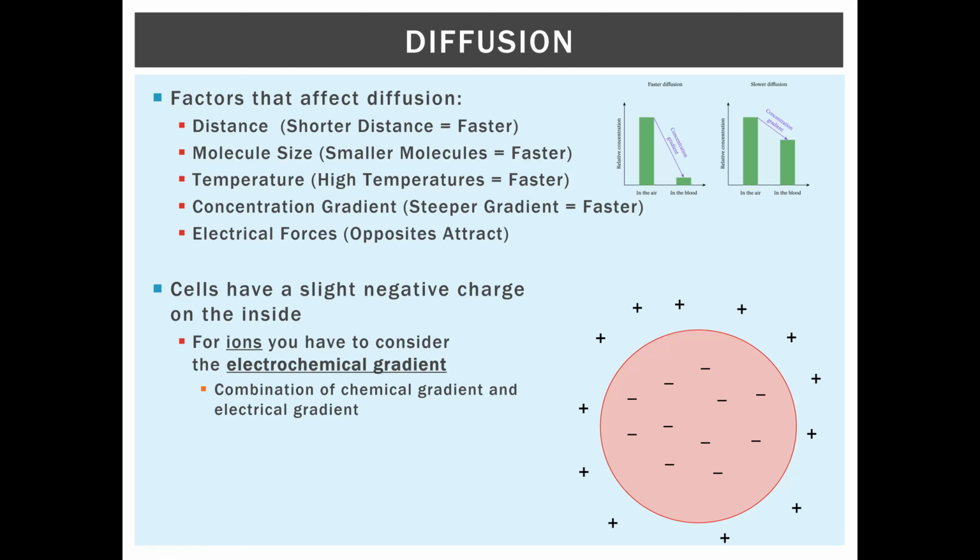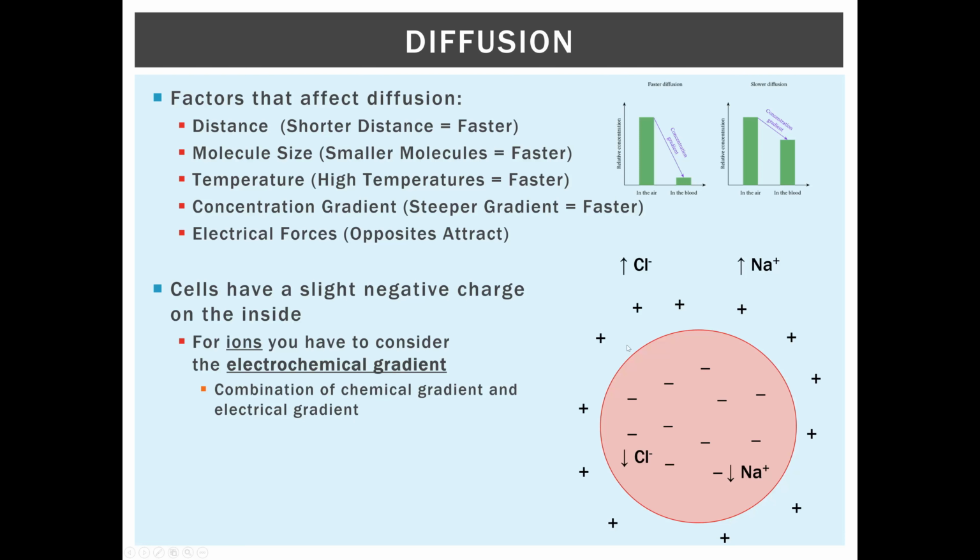So when you're looking at the diffusion of ions, you can't just look at the concentration gradient, which is what we call a chemical gradient, but you also have to look at the electrical gradient, which is the difference in charges. So if you combine the chemical gradient, again, which is concentration, and the electrical gradient together, we call that the electrochemical gradient. So here's an example.